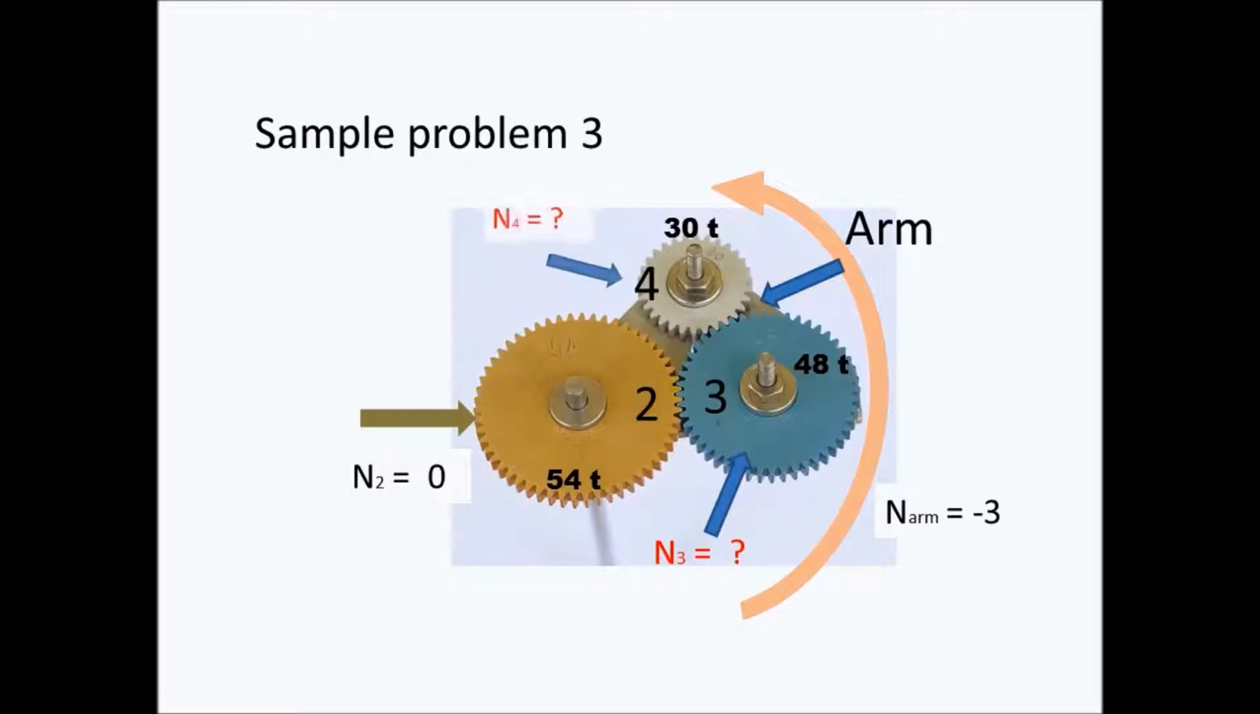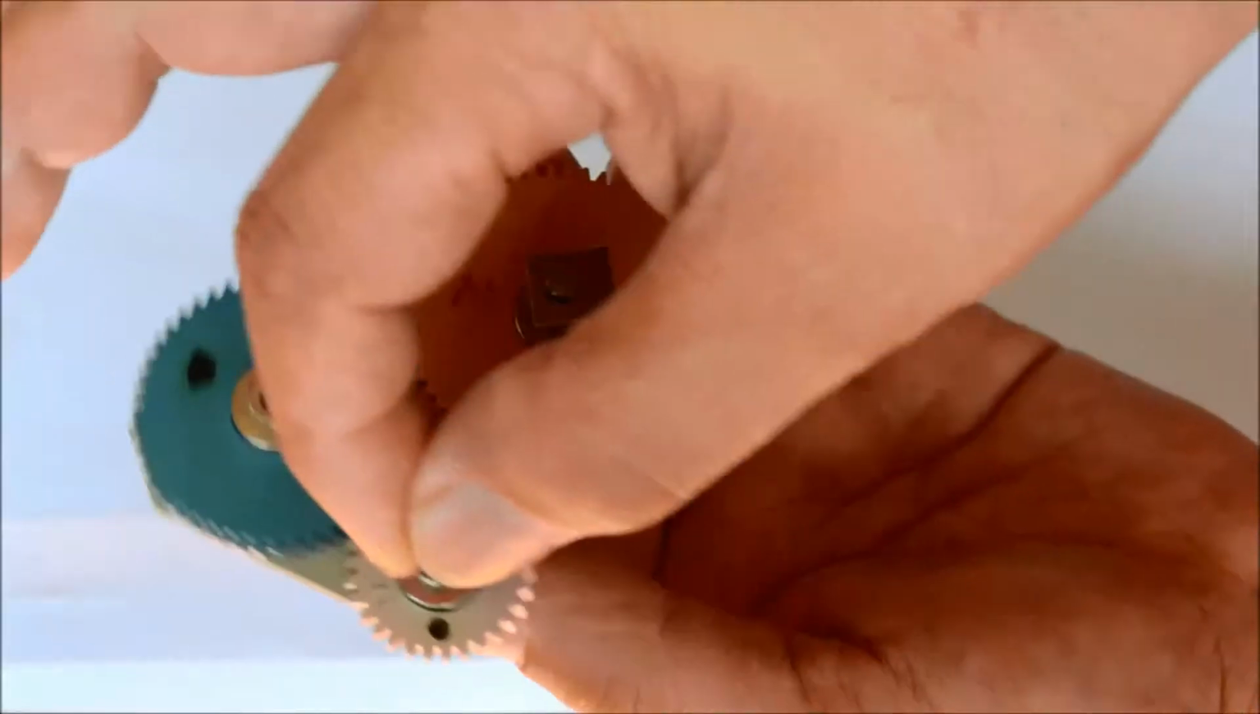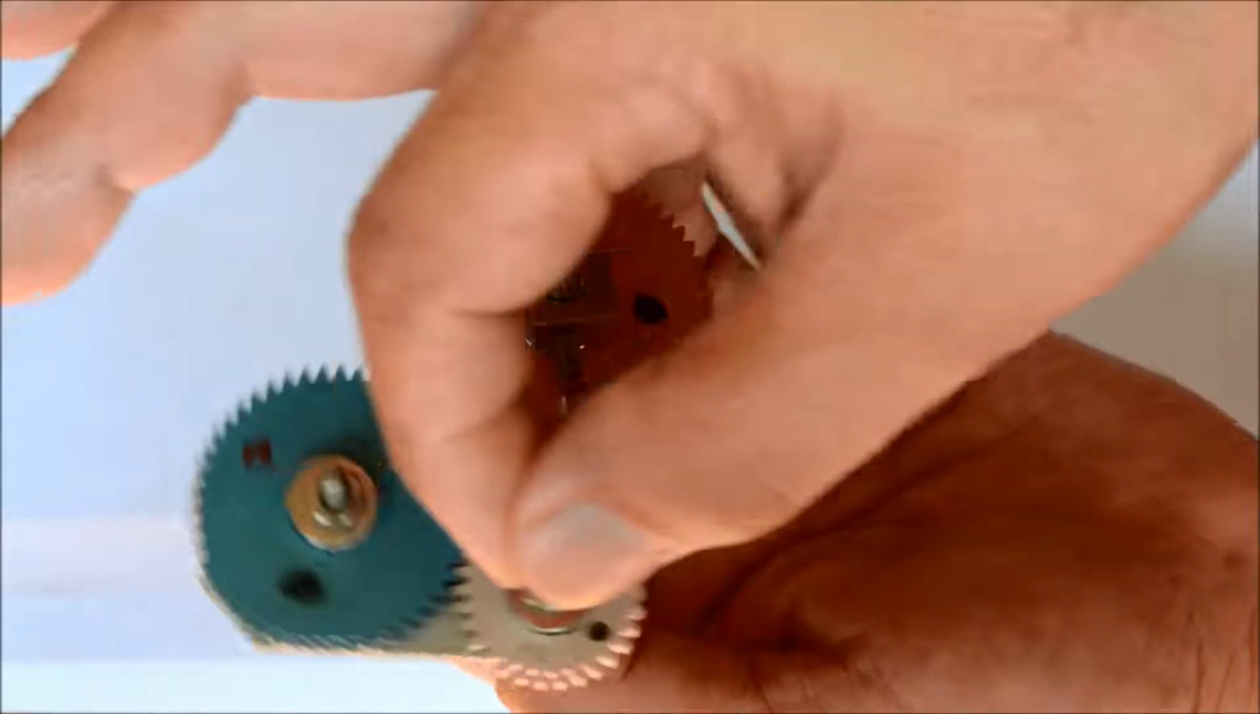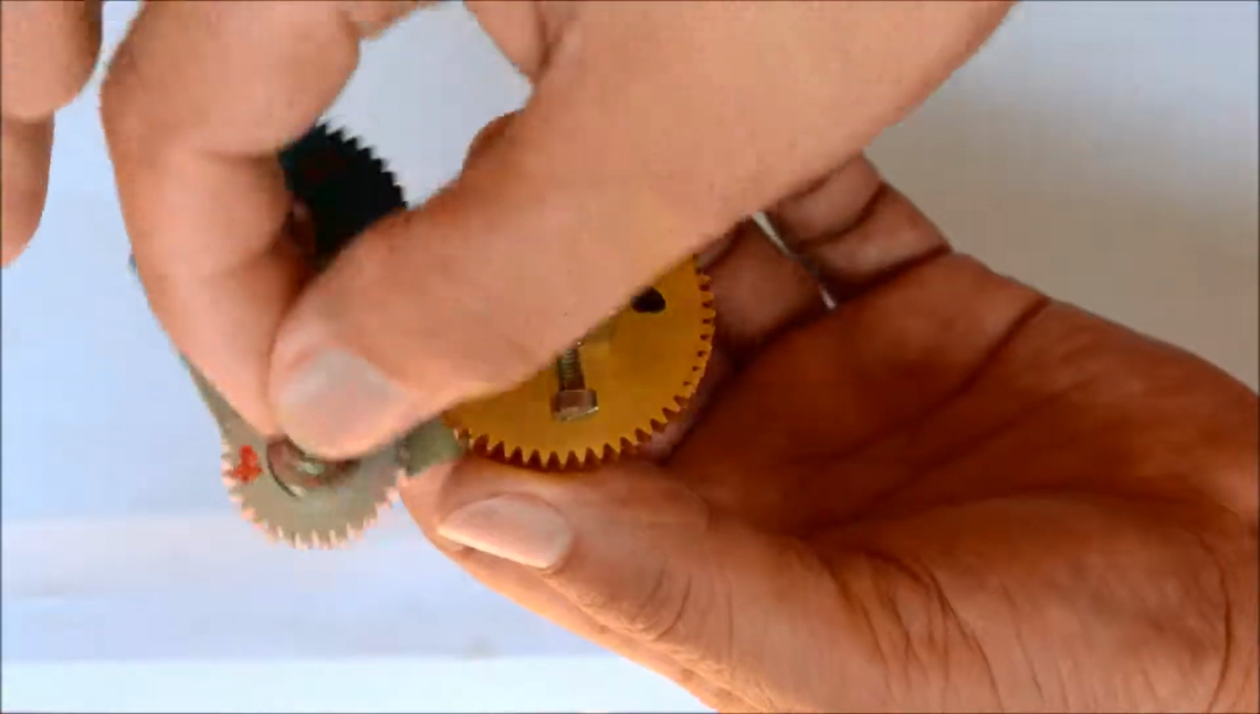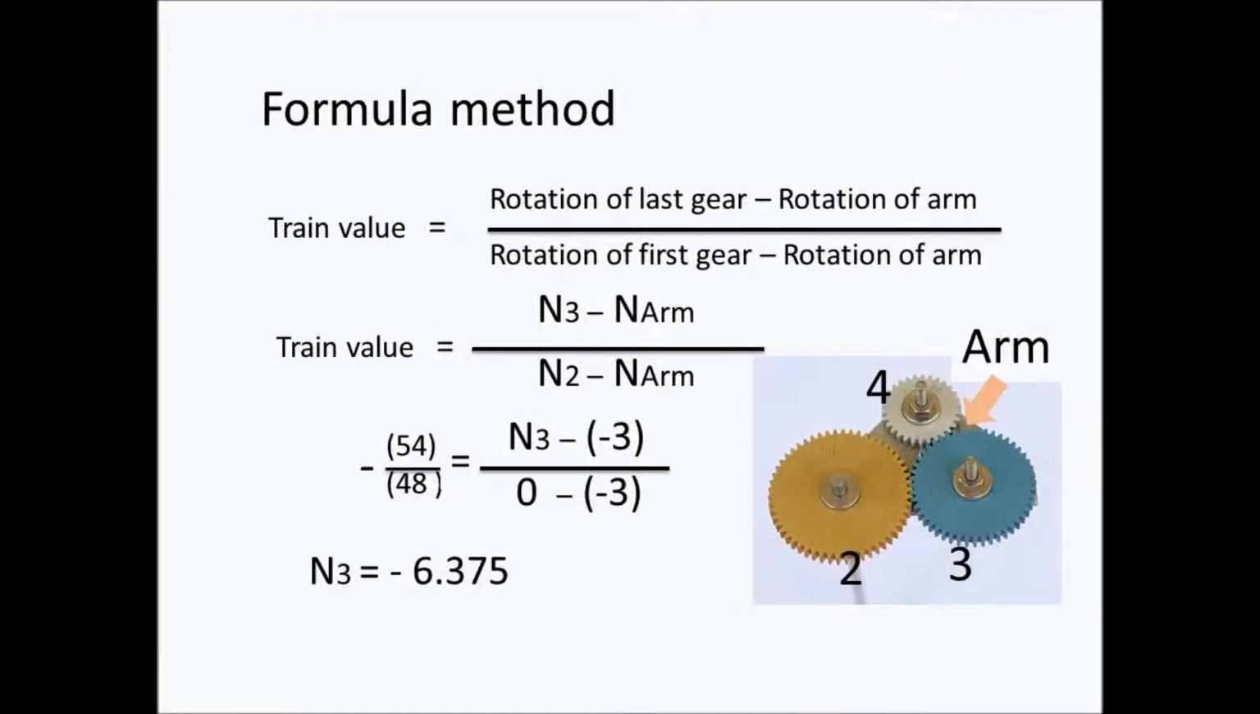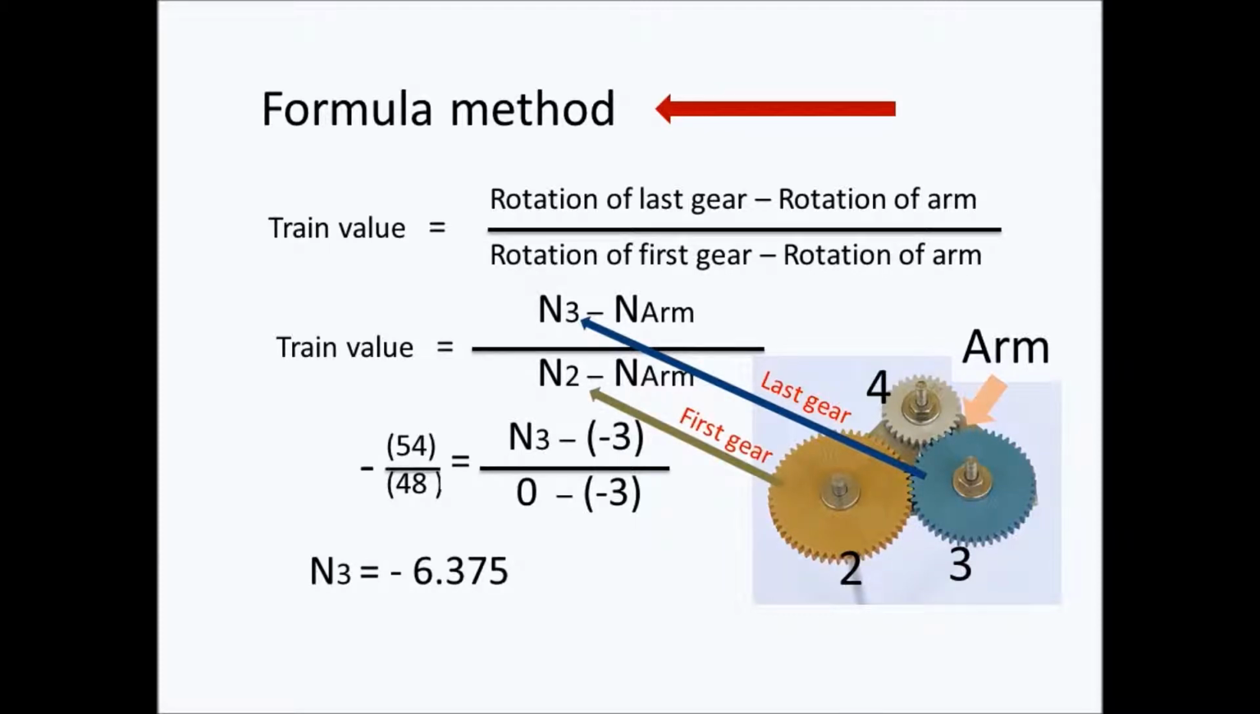We can look at the actual mechanism. The mechanism rotates 3 times in the counterclockwise direction, with gear 2 stationary. By the formula method, if gear 3 is the last gear and gear 2 as the first gear, we have this as the number of rotation of gear 3.